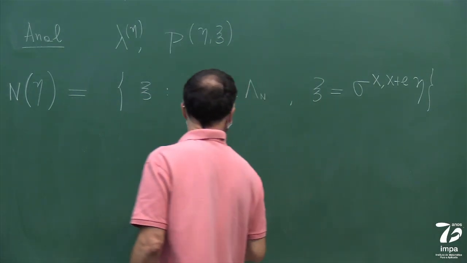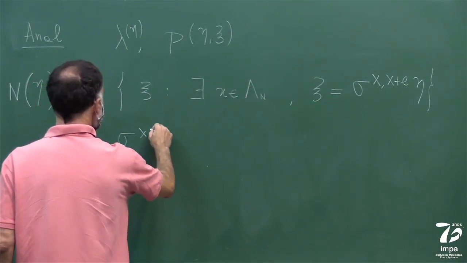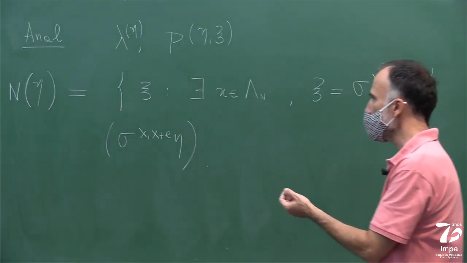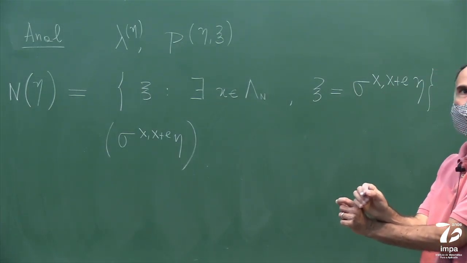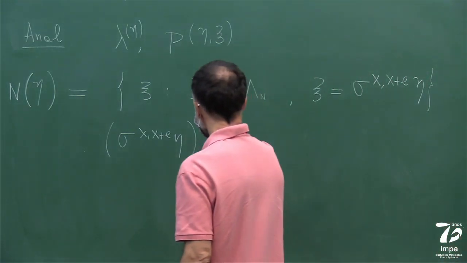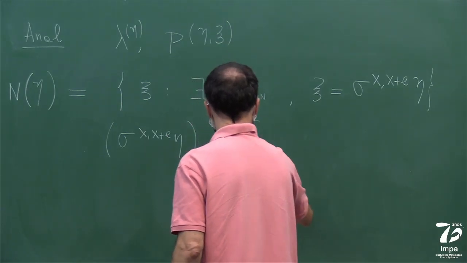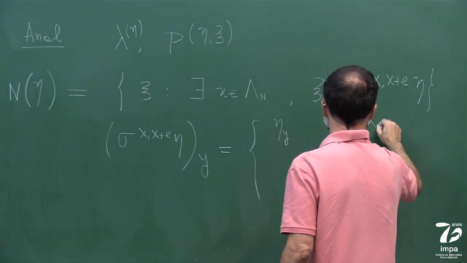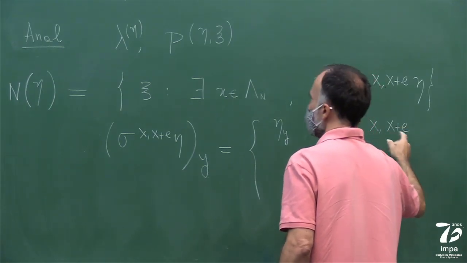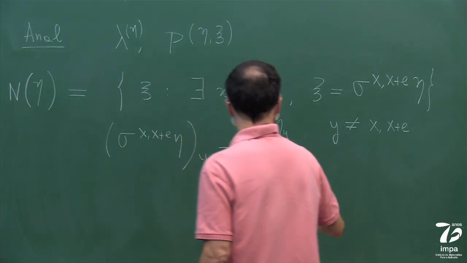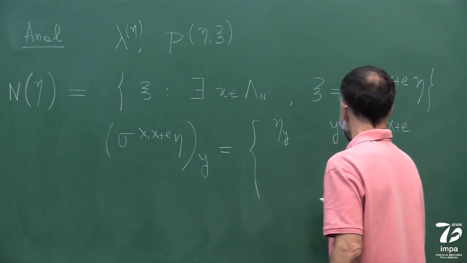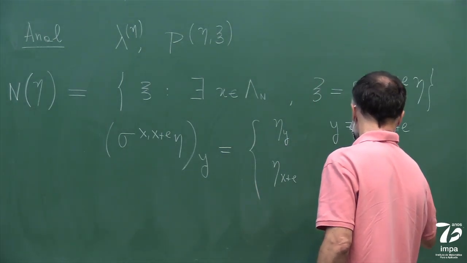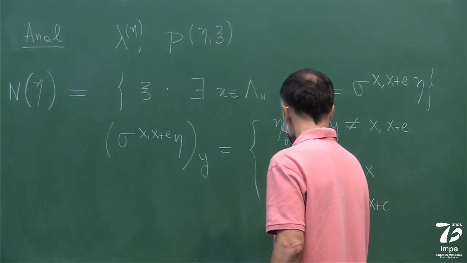And what is this configuration sigma^{x,x+e} of eta? It's the configuration which you obtain from eta by exchanging x and x plus e. So this is a new configuration which at y is equal to eta of y, if y is different from x and x plus e. Remember, e is 1 over n. And if y is equal to x, this is eta of x plus e. If y is equal to x plus e, this is eta of x.